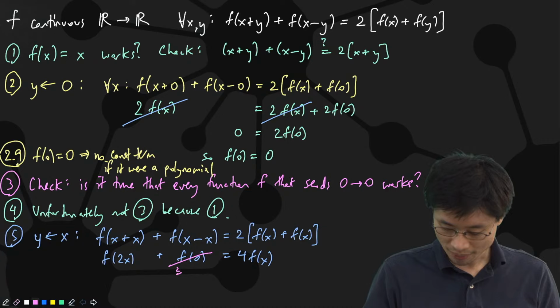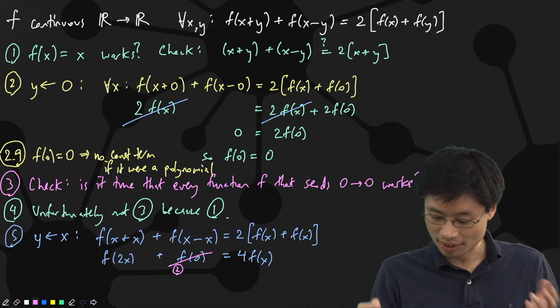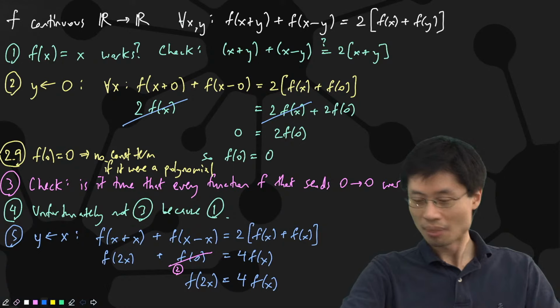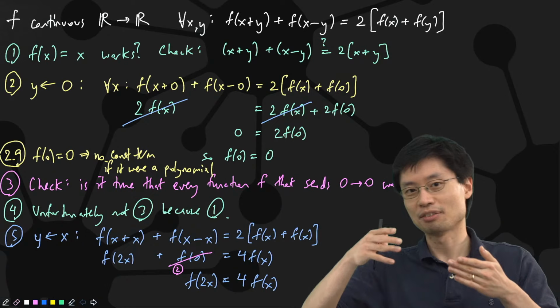And that's why the way we solve all these functional equations is we just write down stuff and we use the previous stuff. If that's 0 because of 2, I got my first big general conclusion, f of 2x is always 4 f of x. Okay, that's not telling me what f of x is, but it tells me there's some relationship between f of double of something and f of the first thing.